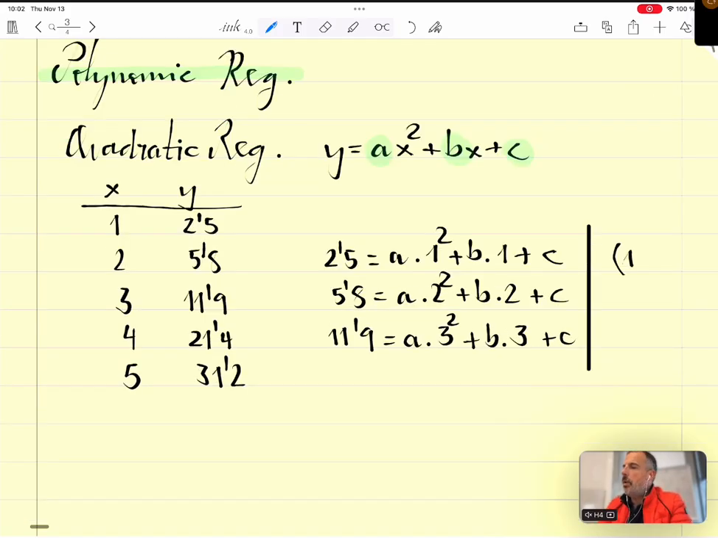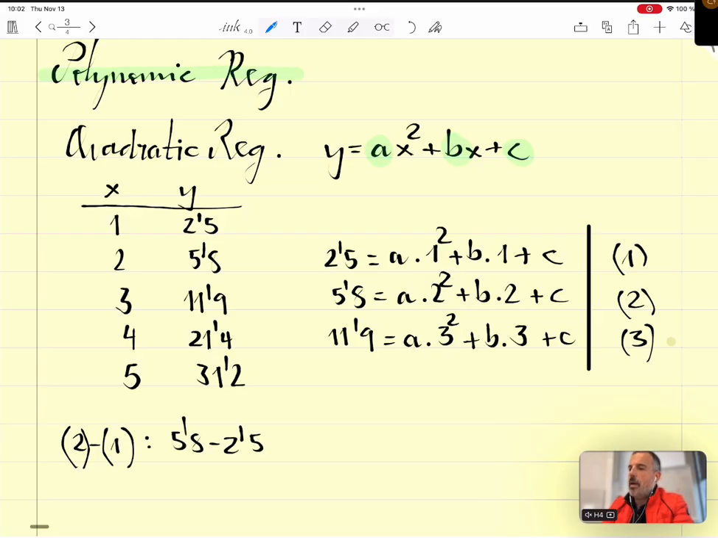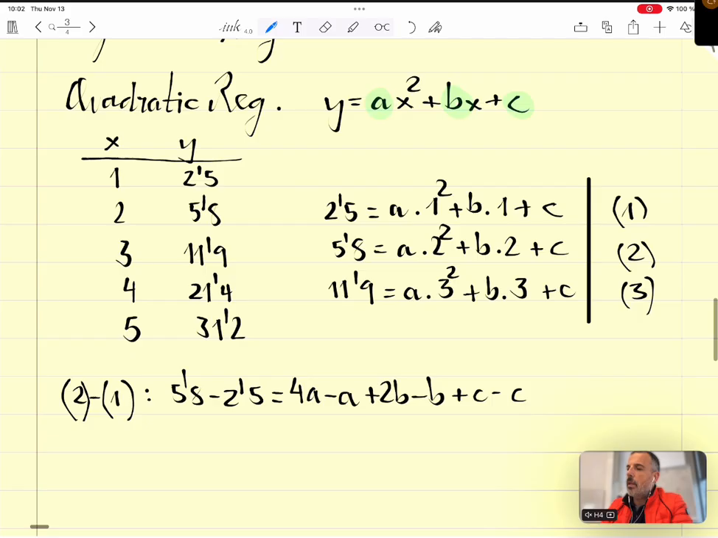So this is equation 1, 2, and 3 is 3 equations, 3 parameters. If we do 2 minus 1, we have 5.8 minus 2.5 equals 4a minus a plus 2b minus b plus c minus d. So that we get 3.3 equals 3a plus b. Okay?